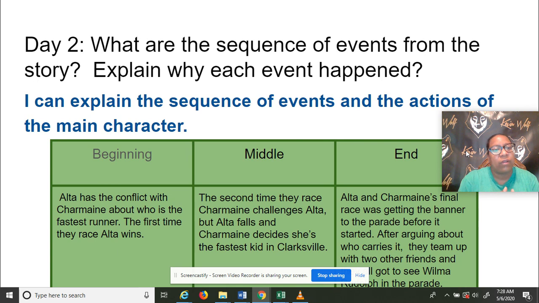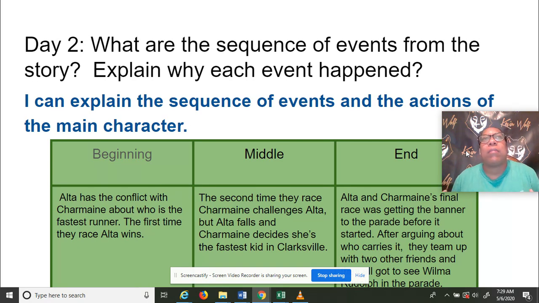All right, so we first have to understand the sequence, looking at the beginning. Alta had the conflict with Charmaine about being the fastest runner. The first time they raced, Alta wins. Remember, they were not in agreement. Because Alta won the first time, Charmaine wasn't happy, so they were going to race again. That led to the middle, where the second time they raced, Charmaine challenges Alta, but Alta falls and Charmaine decides she's the quickest girl in Clarksville.